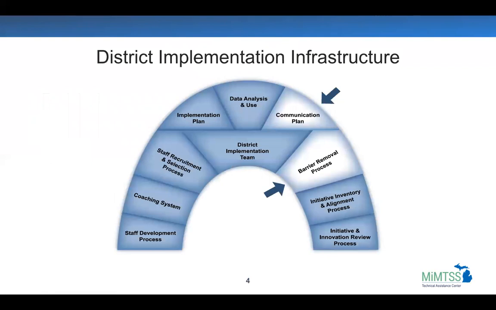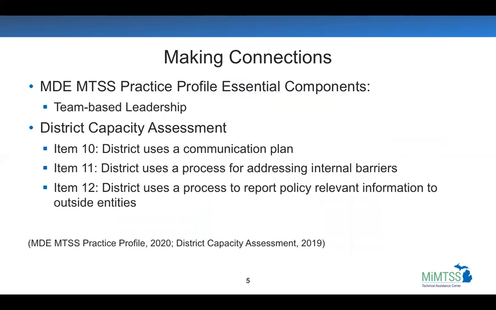This graphic represents the core components of a district implementation infrastructure. The district implementation team oversees the development of the district infrastructure. The two core components addressed in this module are a communication plan and a barrier removal process.